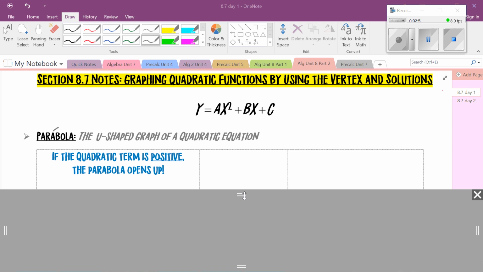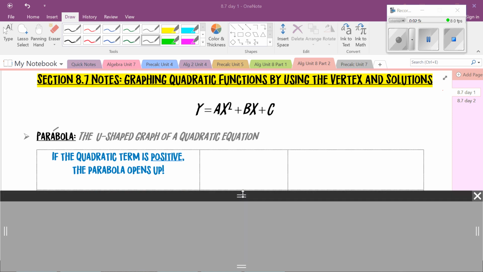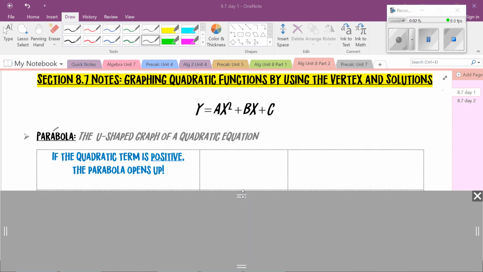Okay. Now there's two things that can happen. When you're looking at your equation, if your quadratic term is positive, that means the parabola opens up. Feel free to pause the video when you need to write something down. Feel free to rewind the video, replay something, but this would be a good point where you can pause the video to write some of this stuff down.